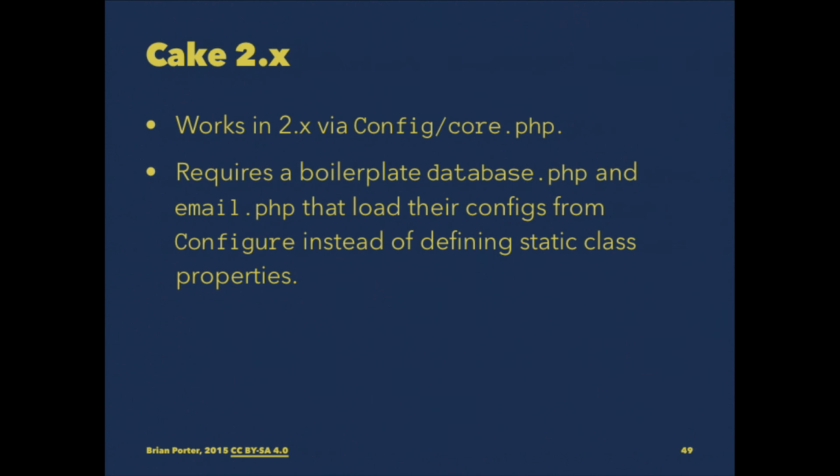These same concepts work in Cake too. It's a little bit more setup because you have to deal with database.php and email.php. I actually have an example project that I'm going to get to that has the boilerplate versions of these files. And what ends up happening is you get to just commit those. Your database.php file and your email.php file are now switched over to load their configurations just like Cake 3 does. And you can just leave those in your repo all the time. Everything is now in your core.php file.